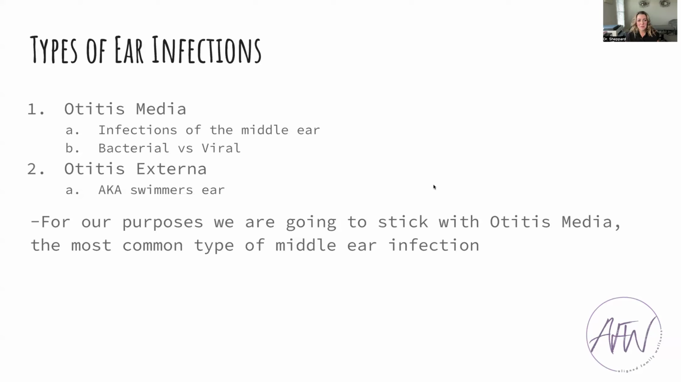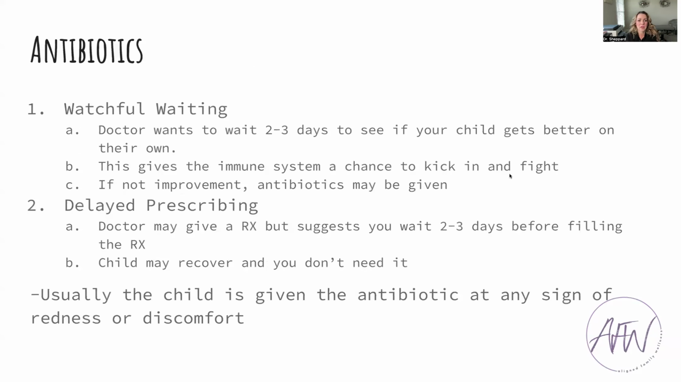So there are two types of ear infections: otitis media, which is infections in the middle ear behind the eardrum. Sometimes they're bacterial, most of the time they're viral. Otitis externa is in the canal, and that is where kids get swimmer's ear. So we're going to be mostly talking about otitis media, the most common type of middle ear infection, and kind of stay away from swimmer's ear because usually that just happens in the summers for kiddos.